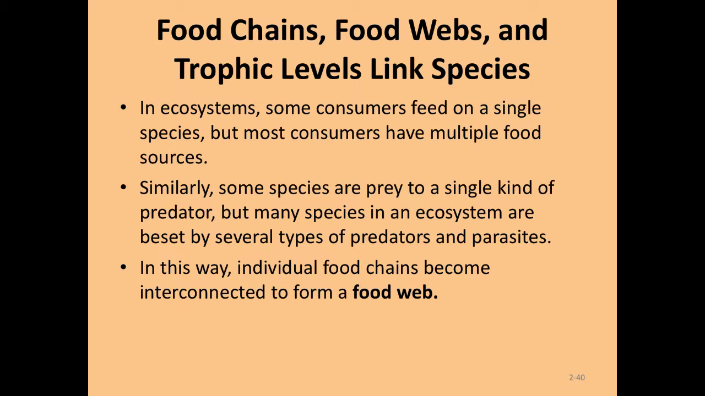So, in this way, individual food chains become interconnected to form a food web. So, there's a difference between a chain and a food web. Food chains are directly connected. For example, if we eat a rabbit, obviously that's part of our food chain. But if we want to include a rabbit, a deer, a fish, we are all connected to them, and that creates a food web.